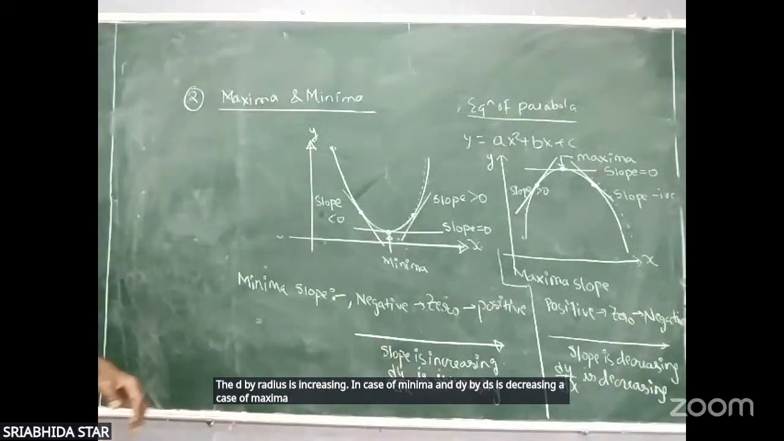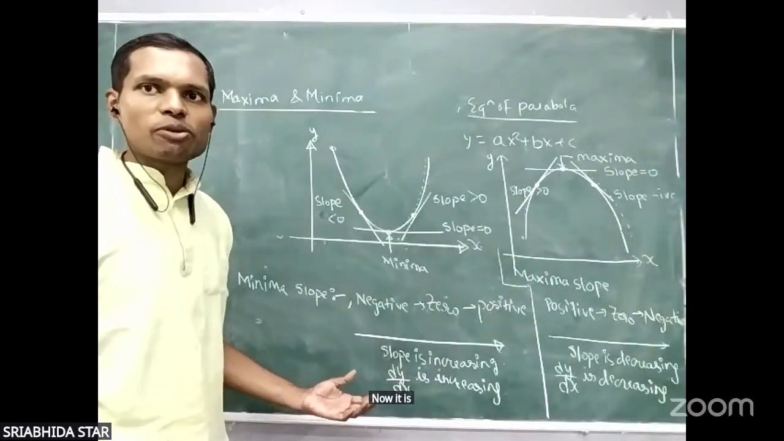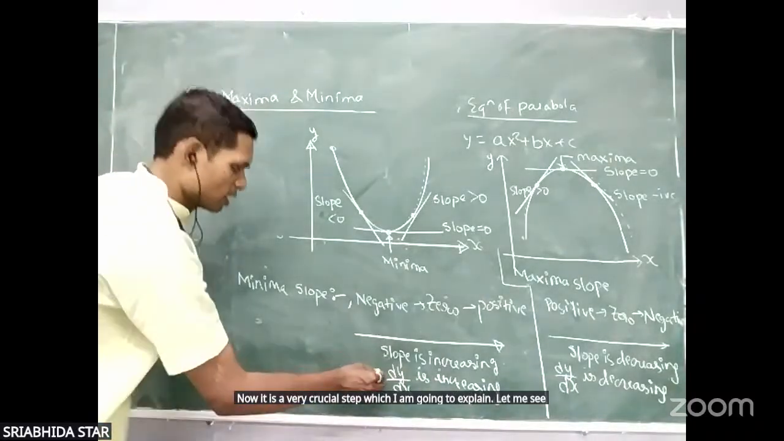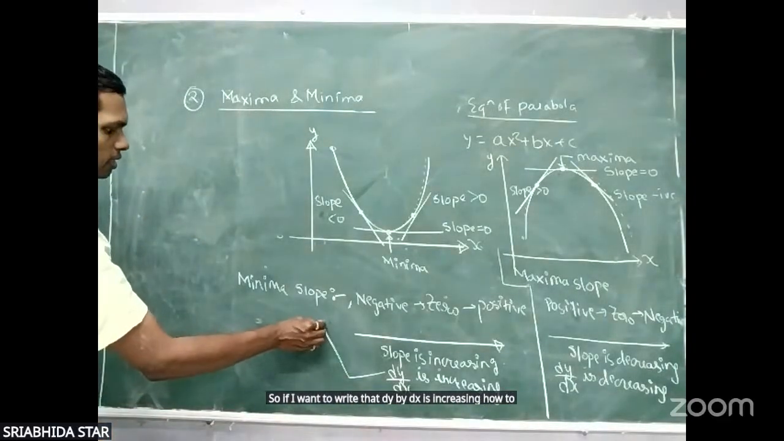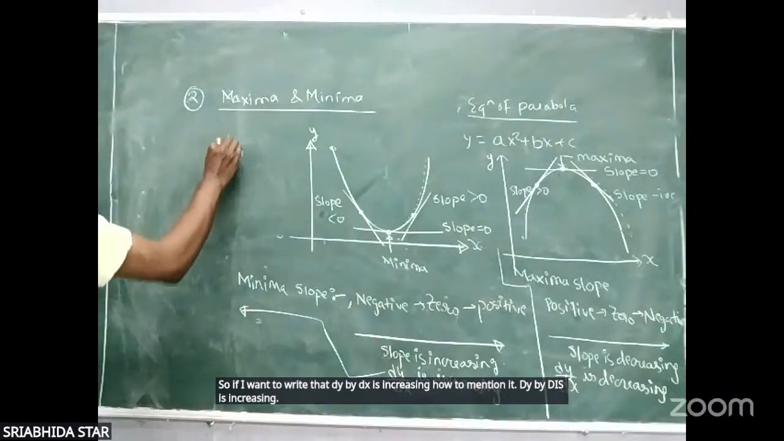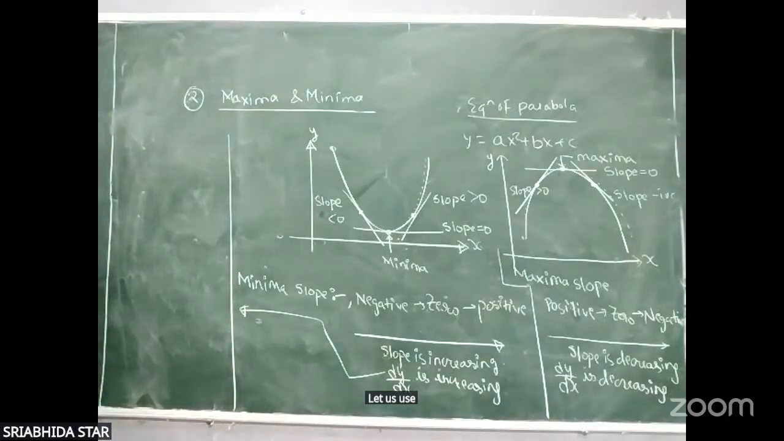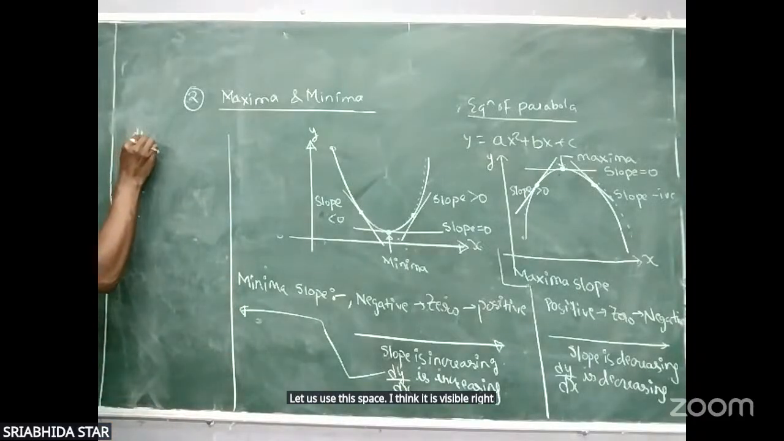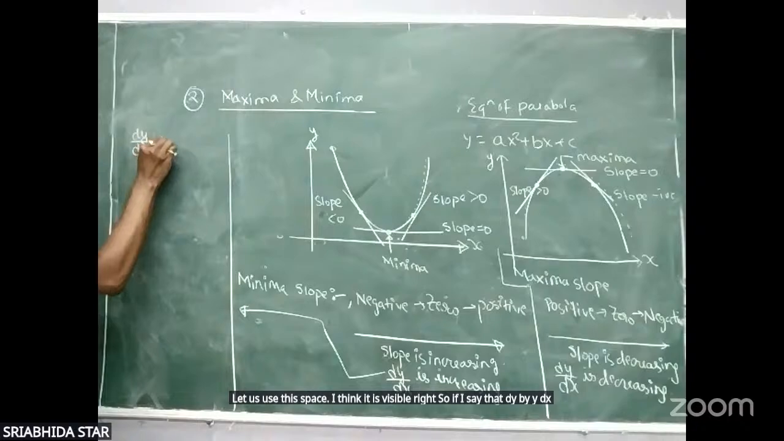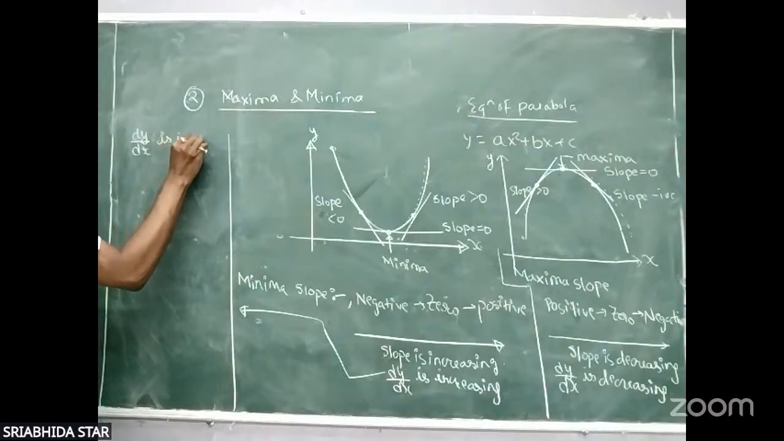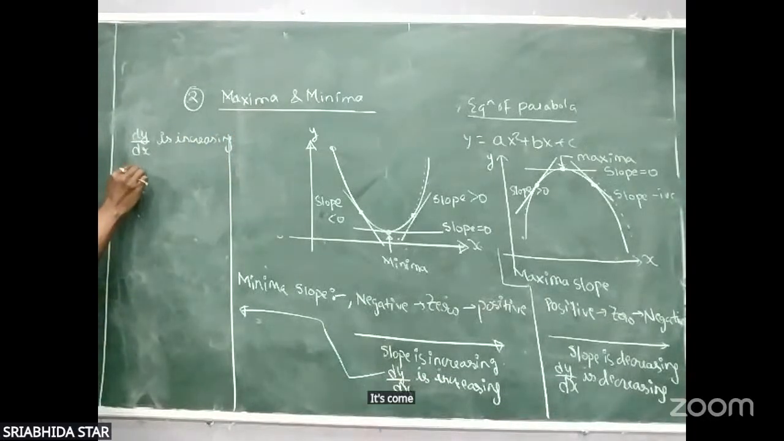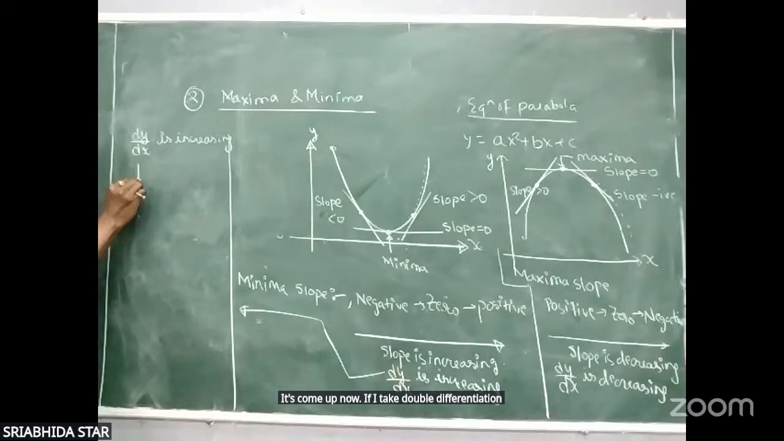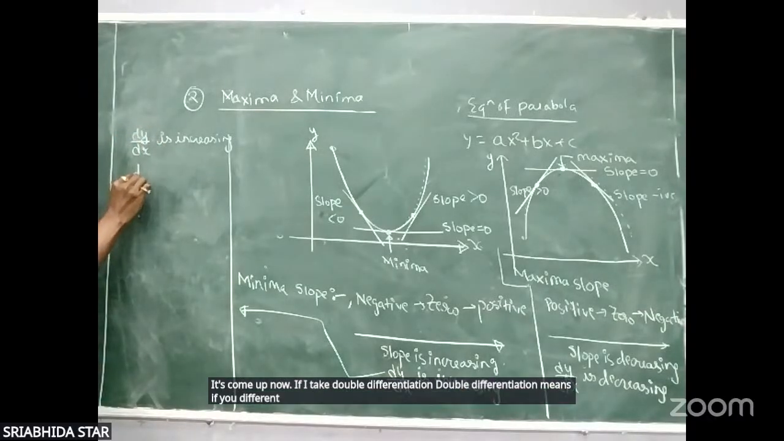अब देखिएगा. Now it is a very crucial step which I am going to explain. Let me see who can understand. So if I want to write that dy by dx is increasing, how to mention it? Dy by dx is increasing. Let us use this space. I think it is visible, right? So if I say that dy by dx is increasing, इसका मतलब if I take double differentiation, means if you differentiate it once more, you will get d square y by dx square.